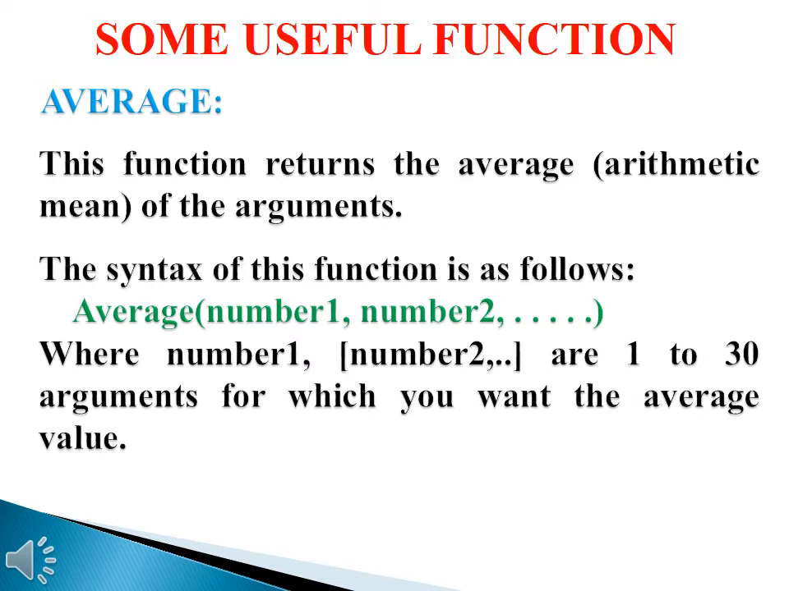This function returns the average of the arguments, that means the arithmetic mean. That means the sum of all the numbers provided divided by the total count of numbers. We'll see it with an example. The syntax of this function is as follows: AVERAGE, then in the brackets, as arguments, we use number 1, number 2, etc., where number 1, number 2 are 1 to 30 arguments for which you want the average value.